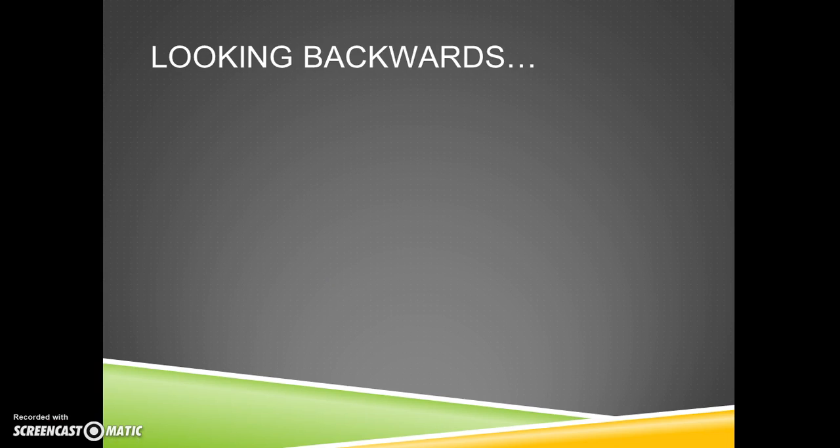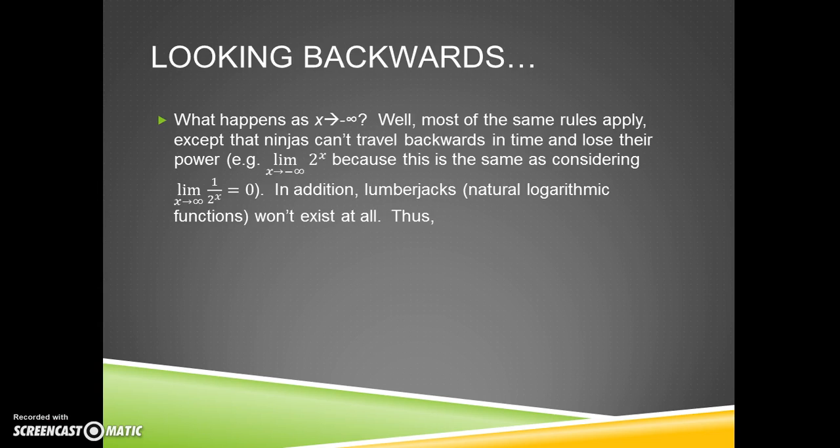Now, we just did limits as x goes to infinity, but what happens about limits as x goes to negative infinity? Well, most of the same rules apply, except for an important thing. Ninjas can't travel backwards in time. They lose their power completely. This is because limit as x goes to negative infinity of 2 to the x, or any other normal exponential, will just be 0, as we talked about earlier. In addition, lumberjacks or natural log functions won't exist at all, which certainly affects the limit, and the limit would not exist immediately.